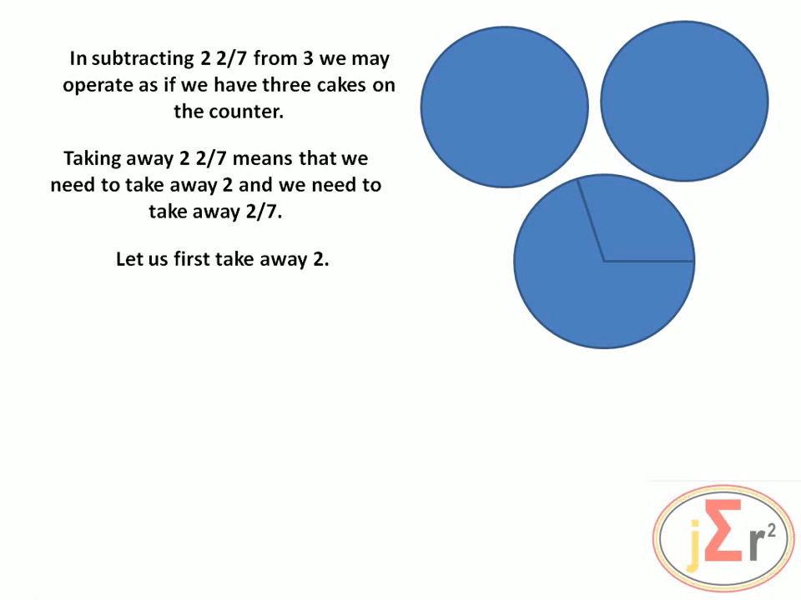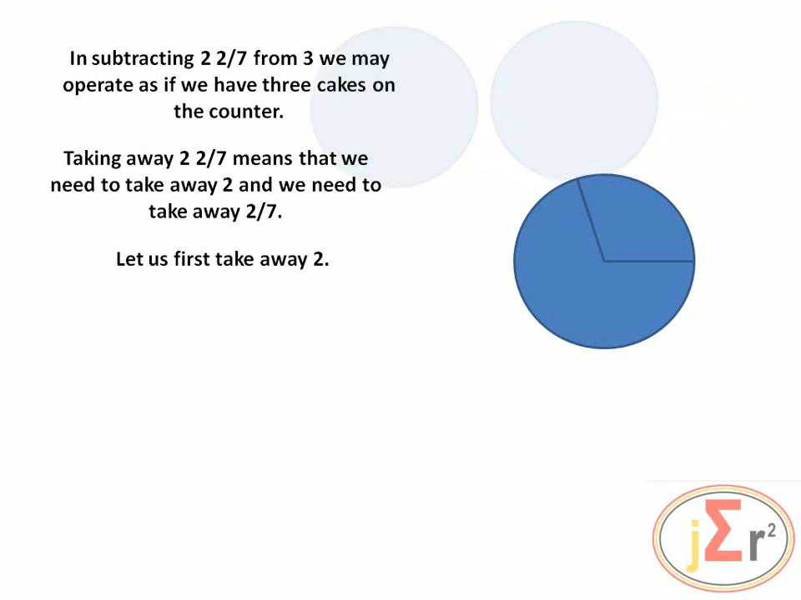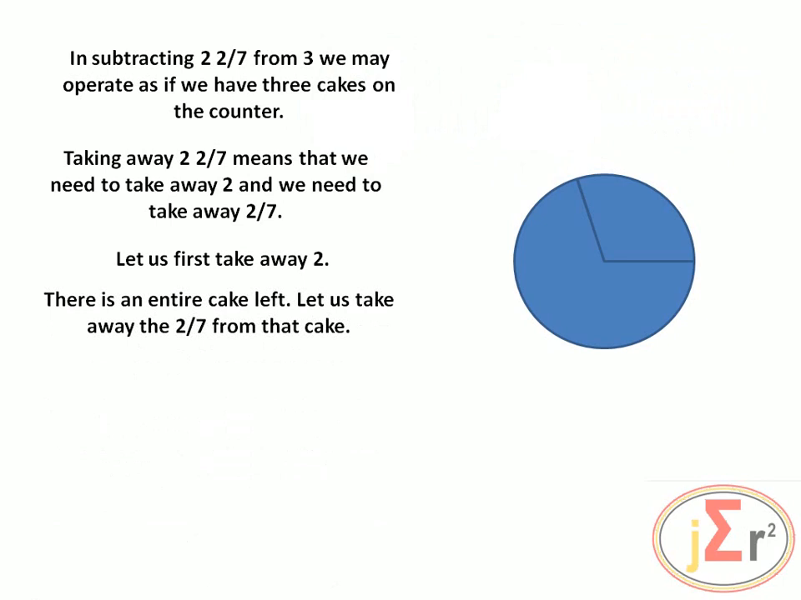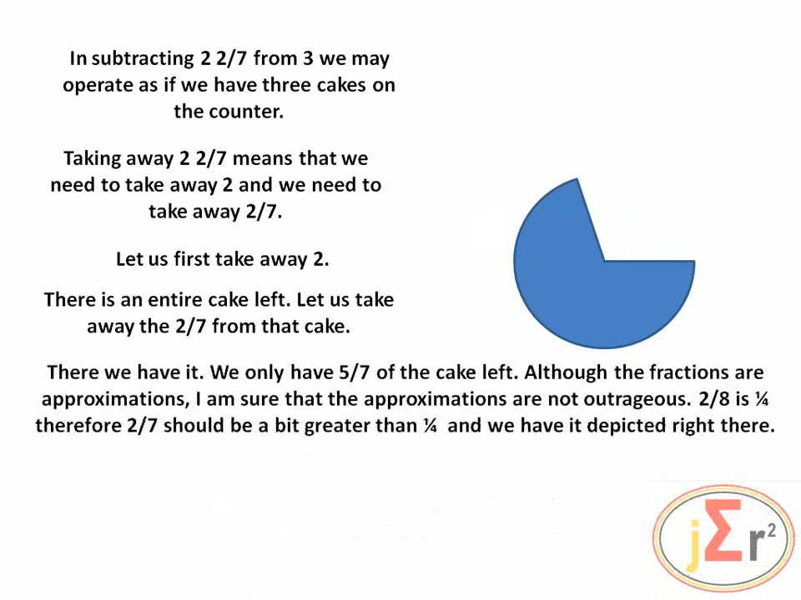So let us first take away 2. And then after taking away 2, what will we do next? There is an entire cake that is left. Let us take away 2/7 from that cake. If we take away 2/7, that's what happens. There we have it. We only have 5/7 of the cake left.